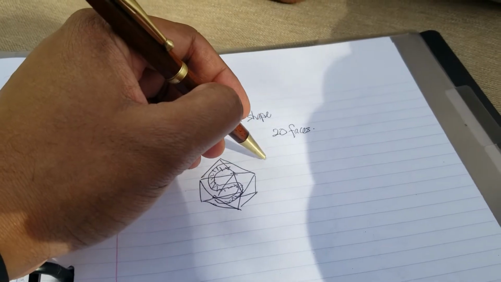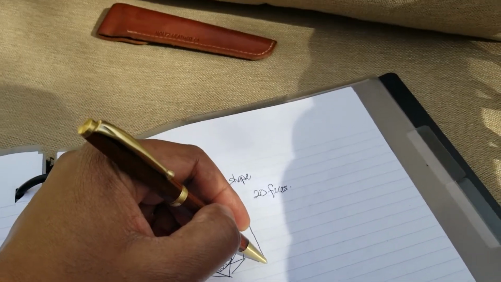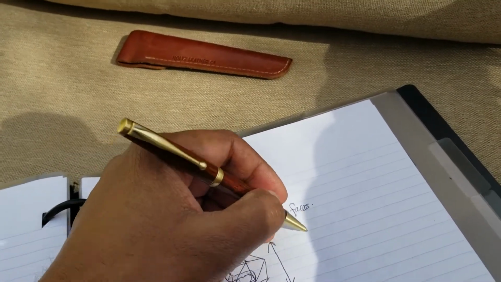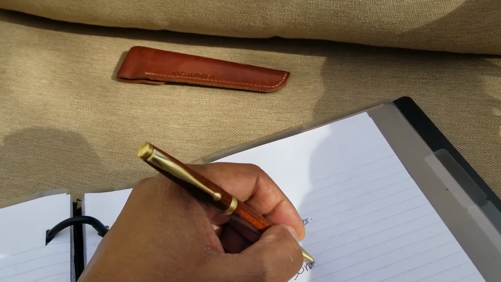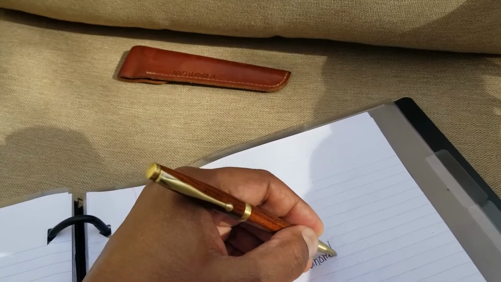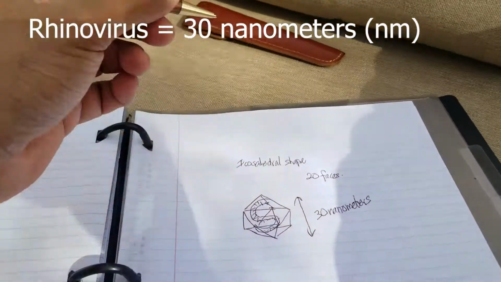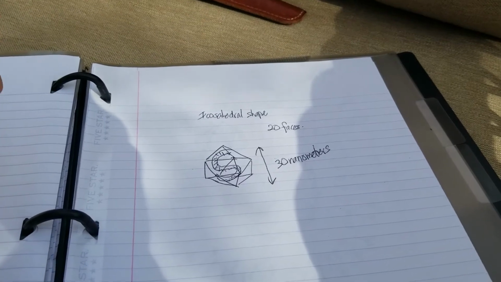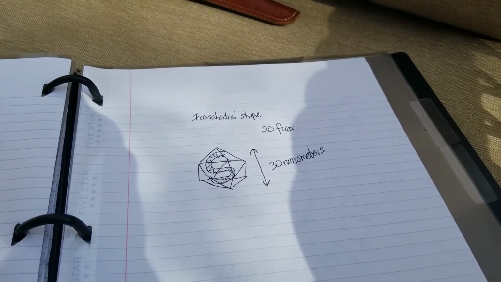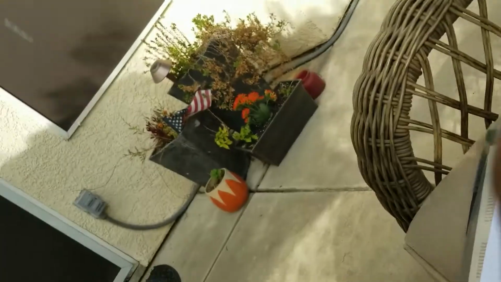How big is the average rhinovirus? Well, rhinoviruses are very small. They're usually only about 30 nanometers. This is going to become very significant in the next couple of videos when I talk about the N95 mask and other masks that you can use to potentially protect yourself, or masks that you might inappropriately use that don't protect you at all.